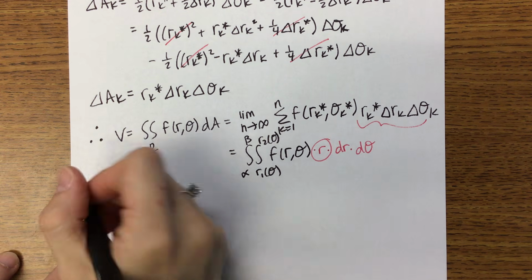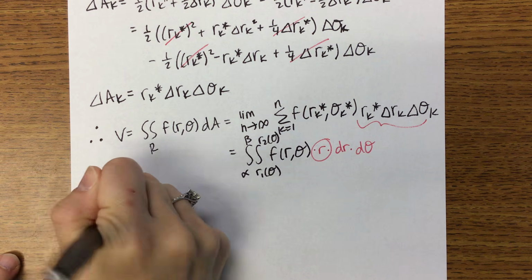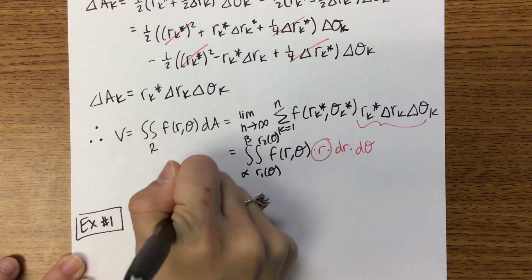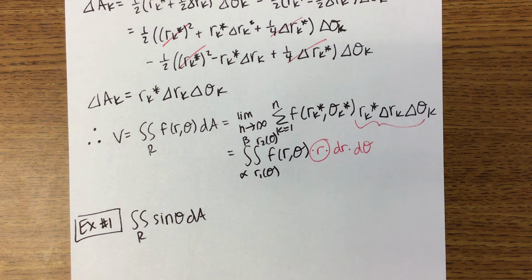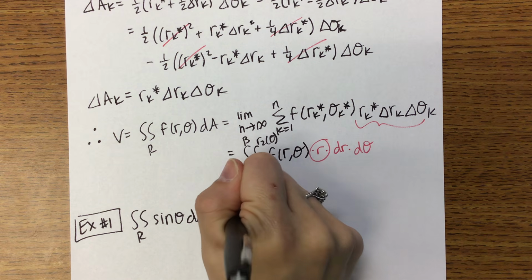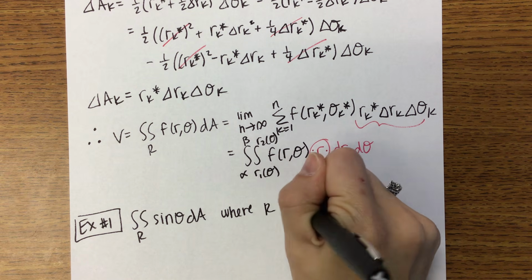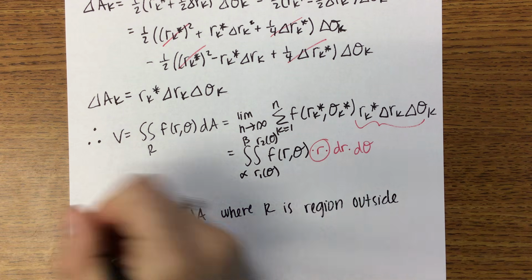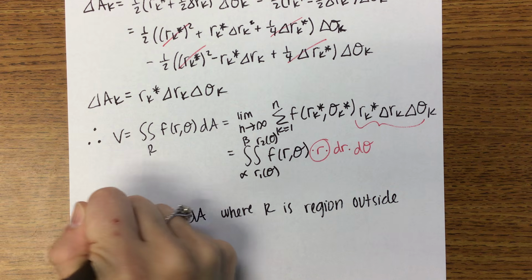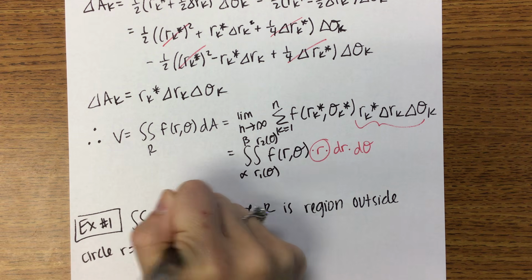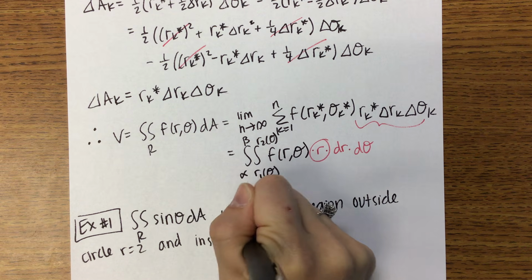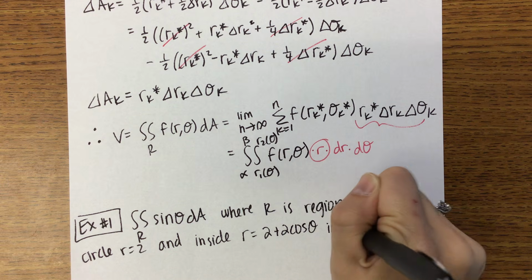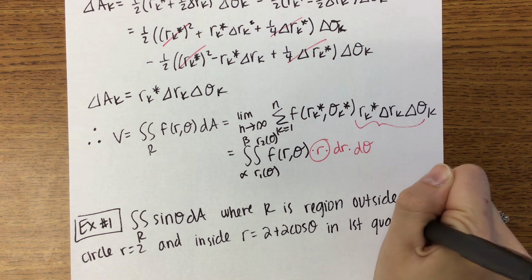So let's look at an example. We are going to look at the double integral over the region R of sine of theta dA, where R is the region outside the circle R equals 2, and inside R equals 2 plus 2 cosine theta in the first quadrant.